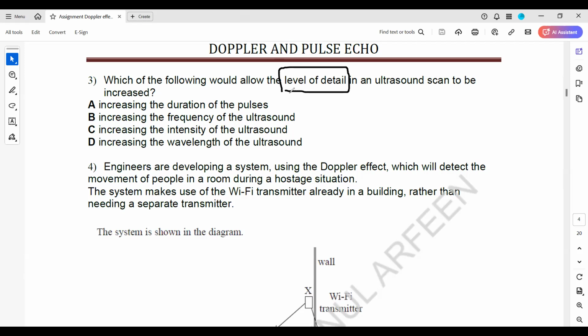Whenever we want a more detailed scan, it means we want a shorter wavelength. So which one will reduce the wavelength?